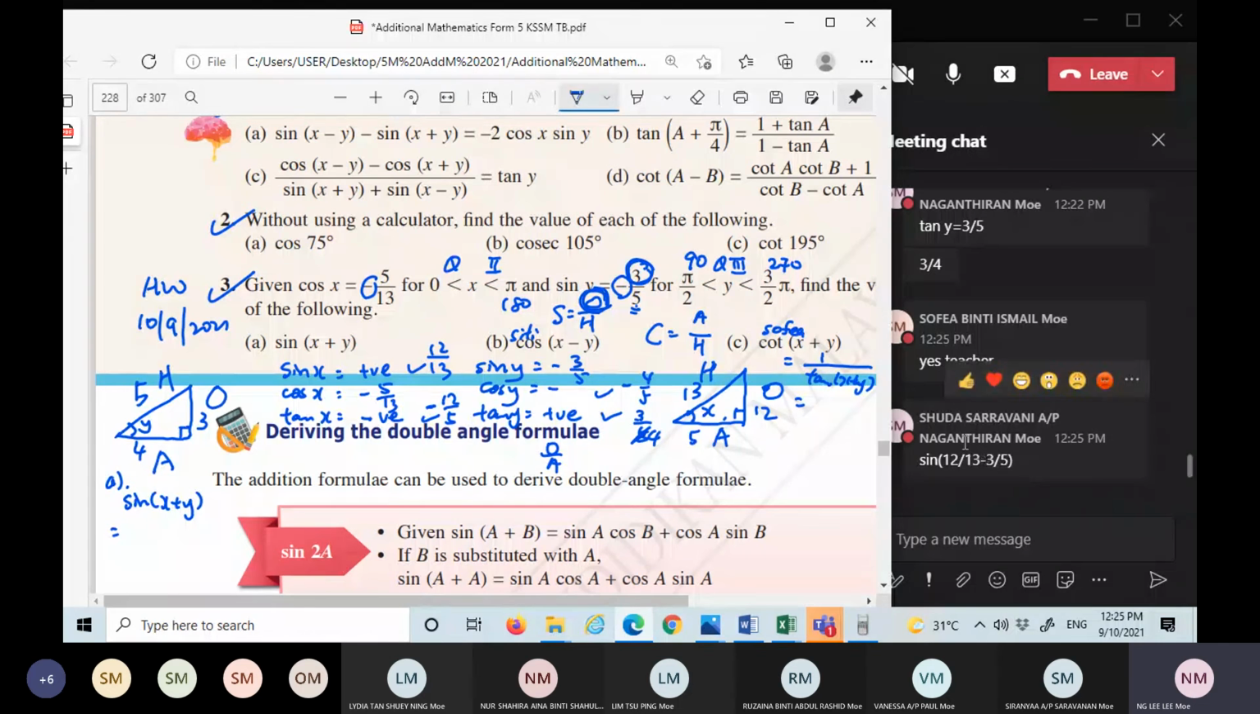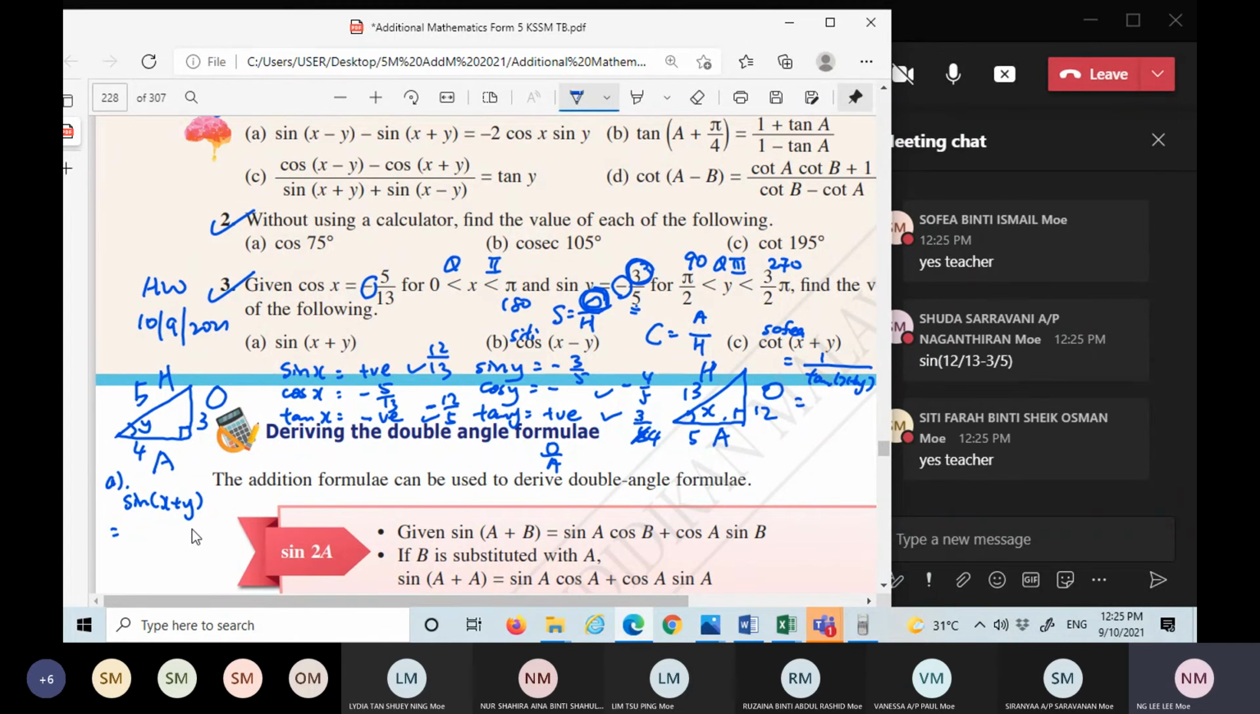No, I don't want this, Shuda. I want the formula only. That one is wrong, huh? What you write is wrong, huh? You have to write out that formula by using the addition formula. Shuda, if cannot, then you let me know. You cannot, then I let another girl to try. Siti Farah can do or not? Sophia, wrong. Where got so easy one?